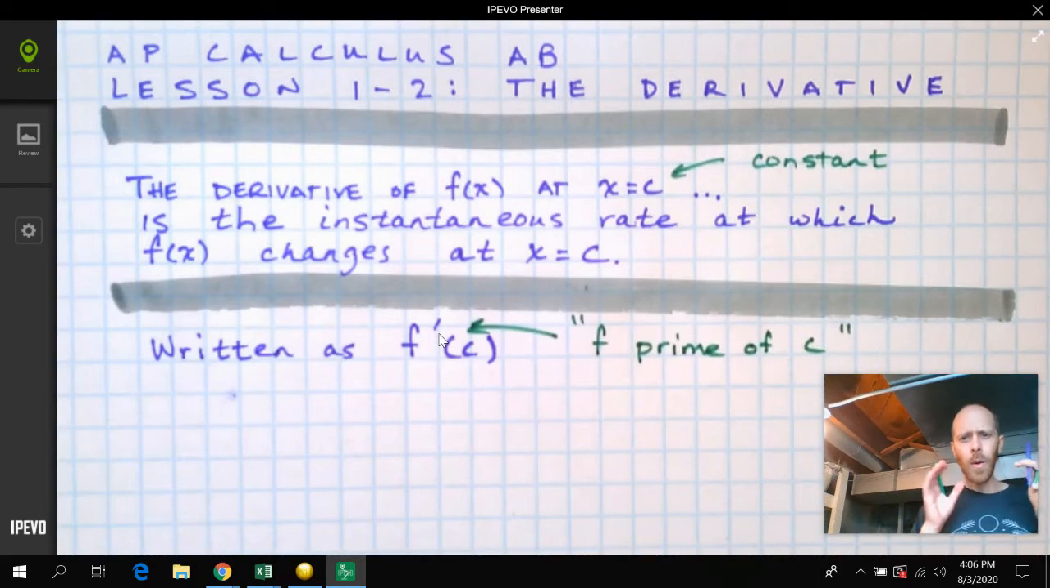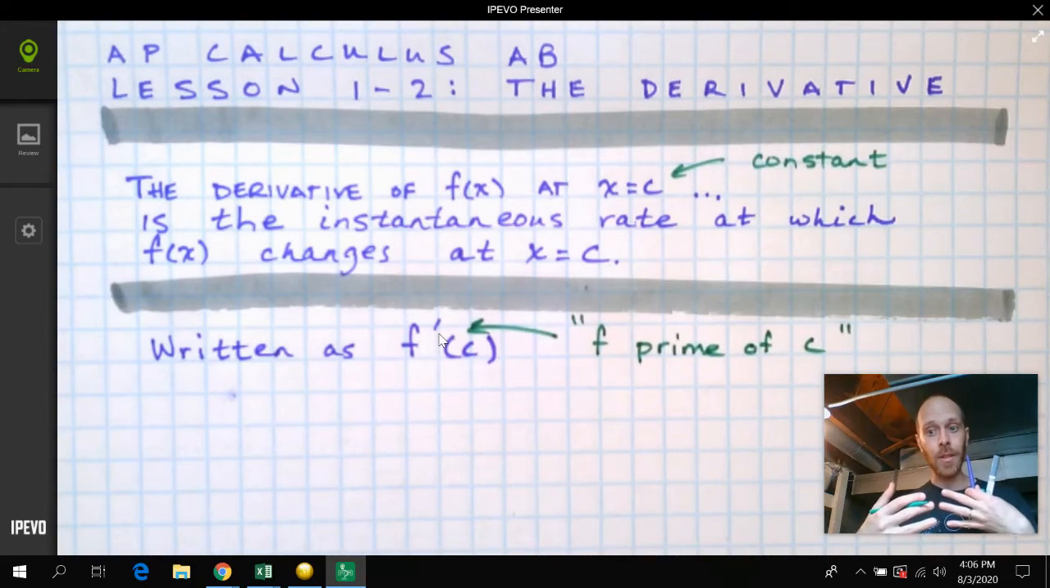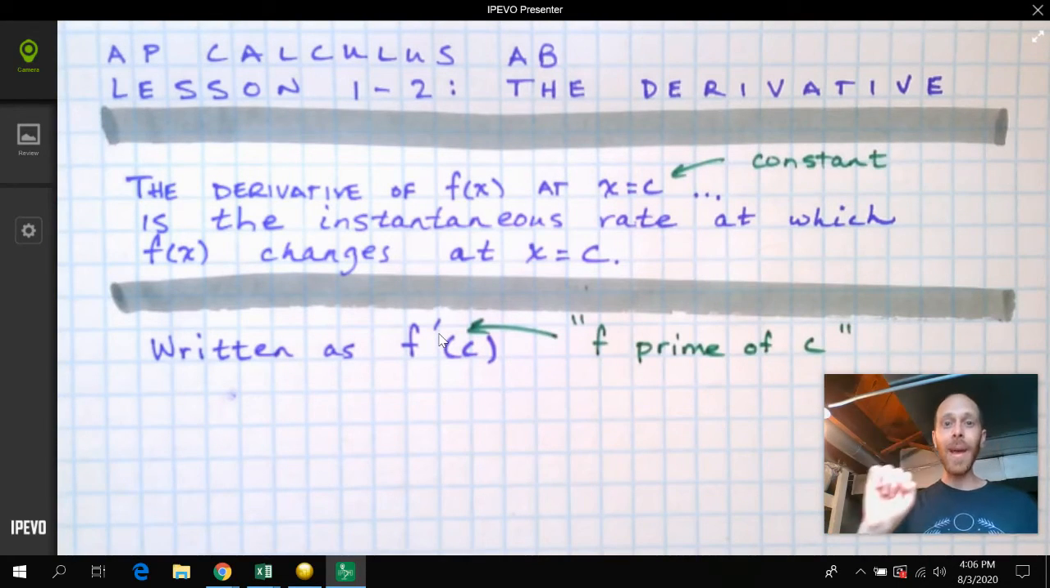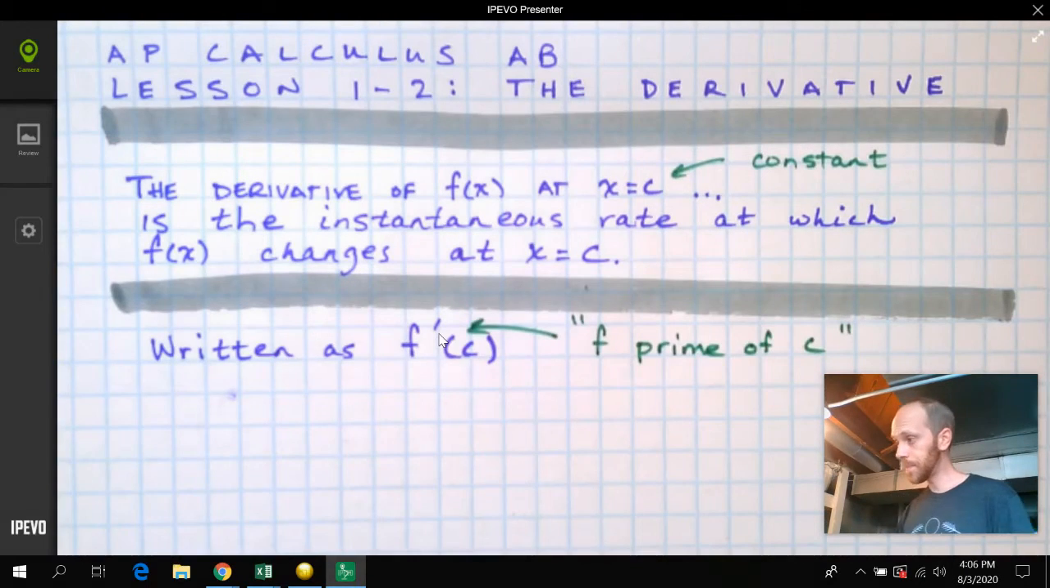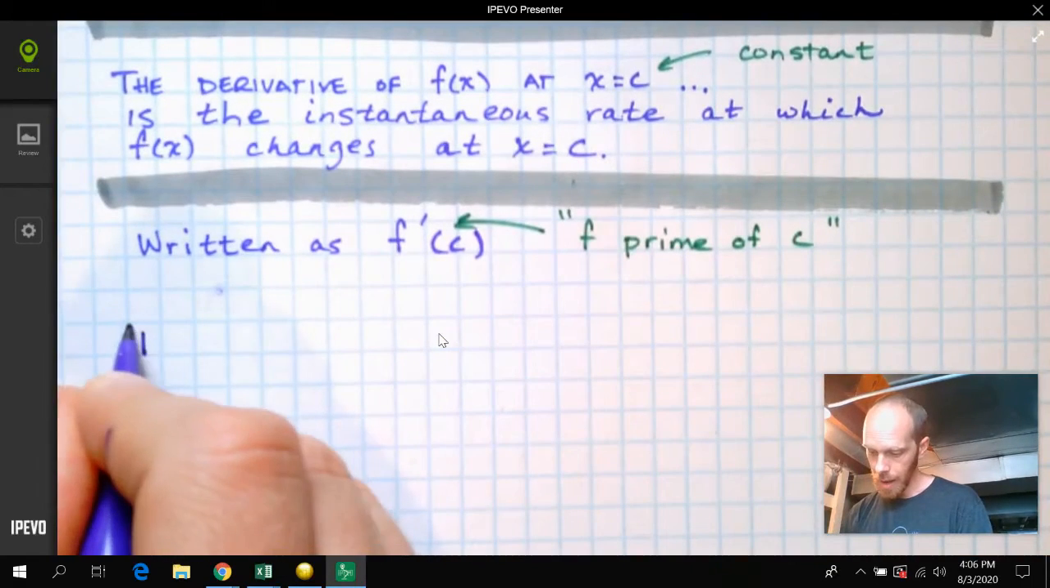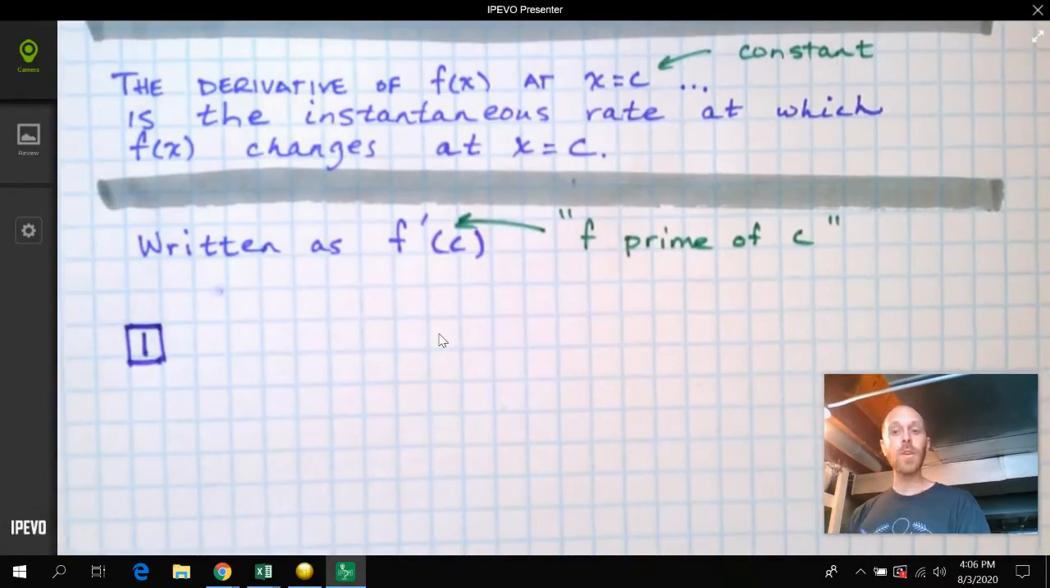Okay, so with that in mind, now that we know a little notation and we know what a derivative is, there are three, count them three, 1, 2, 3 ways that we can calculate the derivative. Let's talk about each one. Option number 1 goes like this.